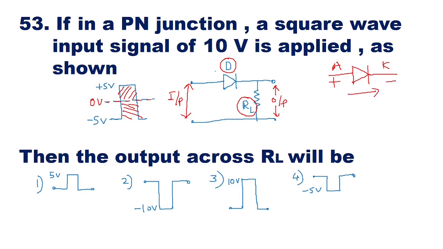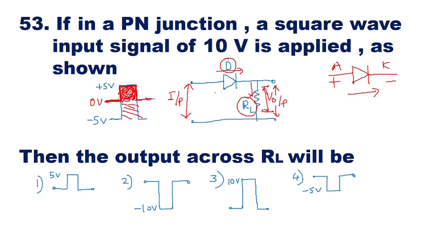And only when current passes through this diode, and then through RL, will it develop a voltage across RL. That will happen only when the input voltage is positive. That means from this 0 line, the input voltage rises to plus 5 volt, remains constant there, and again comes back to 0. For this part of the waveform, the diode will be conducting.